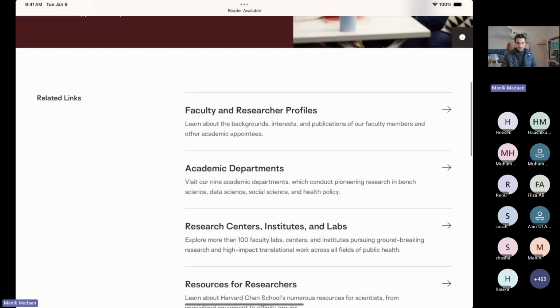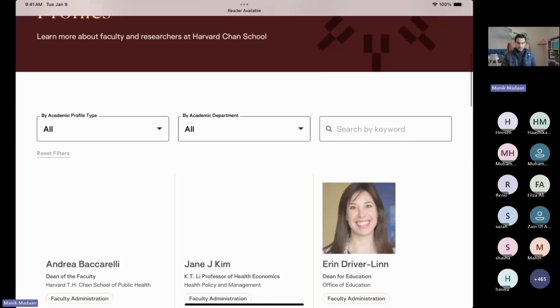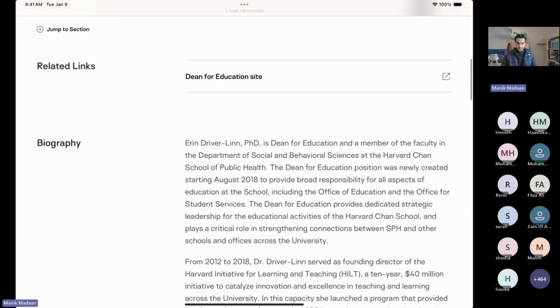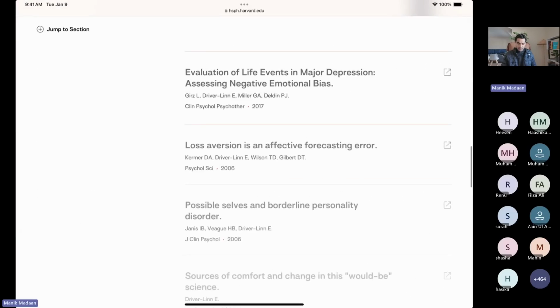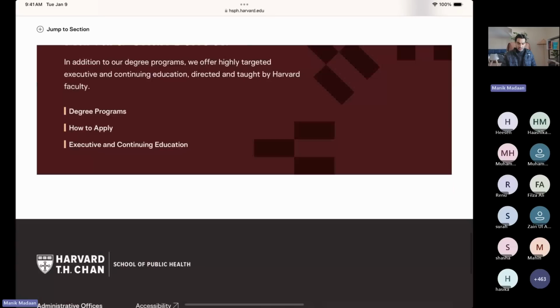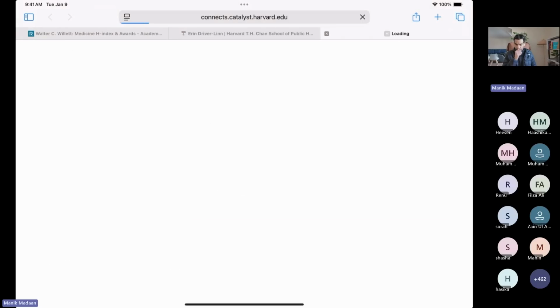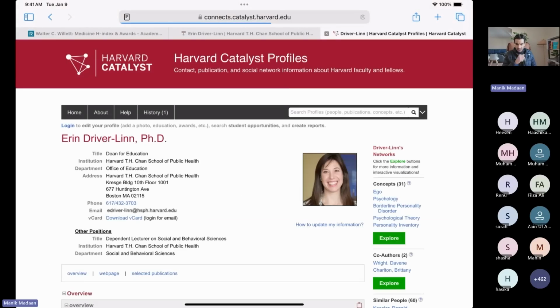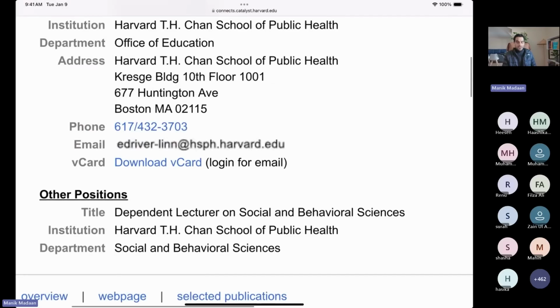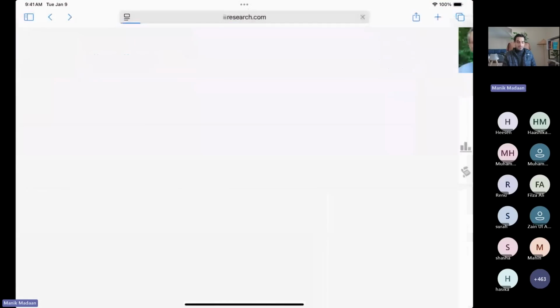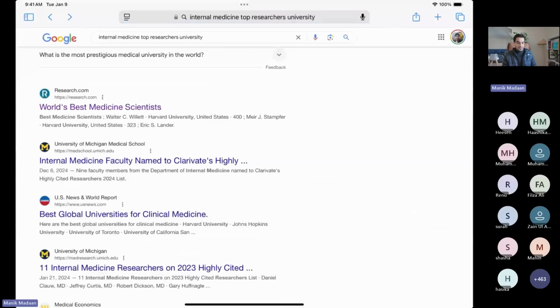Let's say faculty and research profiles, research centers, institutes, resources. Okay, so let's go here and look at her, Erin. Dean for education, publications, view more publications. What I would do is look at her publications, see what work she is doing, and they give you the email too, right? So you can email them, and it's not hard. You just have to press a lot of buttons. And out of 100 people, a few will reply. Even out of them, some won't sponsor a visa if you need one.